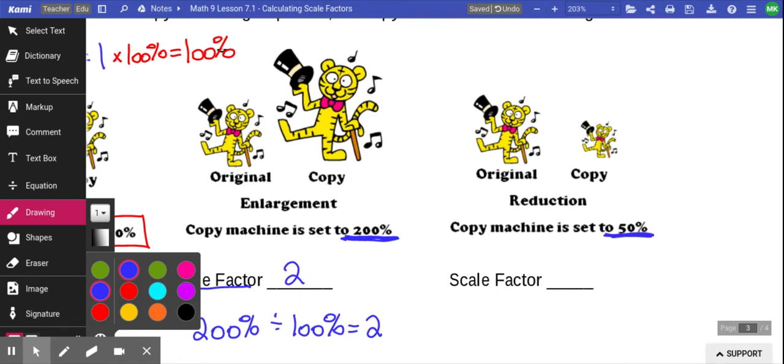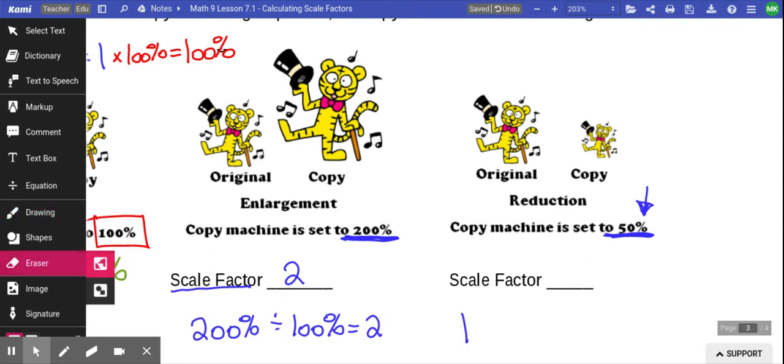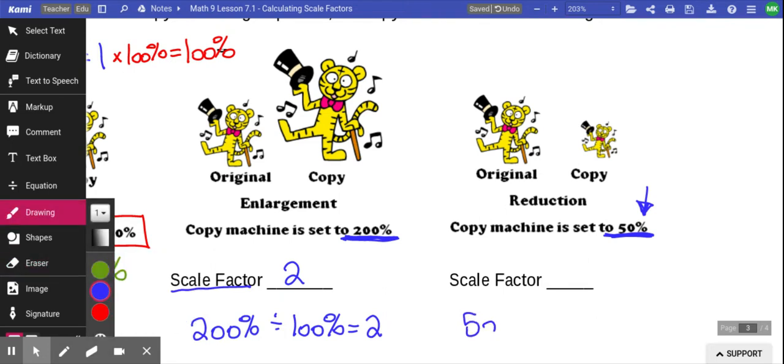If we look over here, they give me an image. They want a reduction, so they want to make the picture smaller. I go there, I say, hey, I want this picture to be half the size. Then they would use a copy of 50%. If I want to turn that into a scale factor, that means I take my 50%, I divide out the 100% to turn it back into a scale factor, and it would be 0.5.